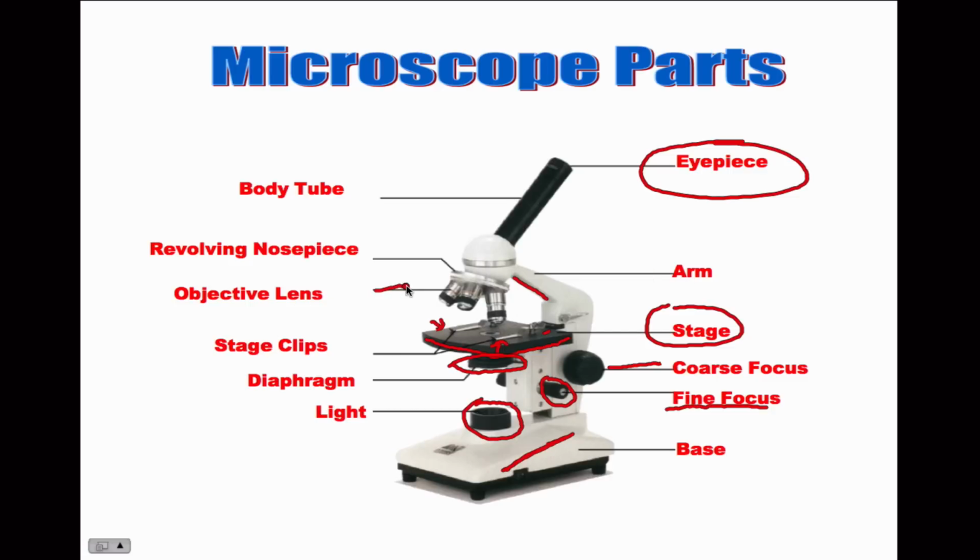And then the objective lenses are these. This is how you change the magnification power. So it shows you there's this revolving nose piece. You would really just turn this, and that will move these objective lenses so that you can use a different magnification power.